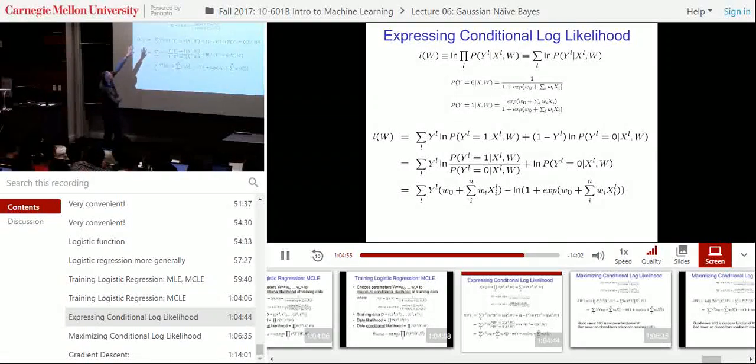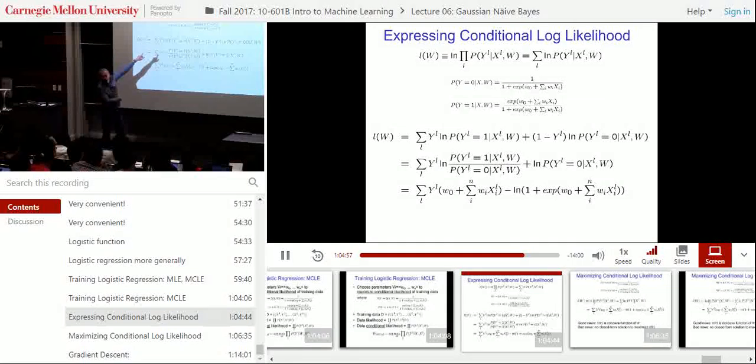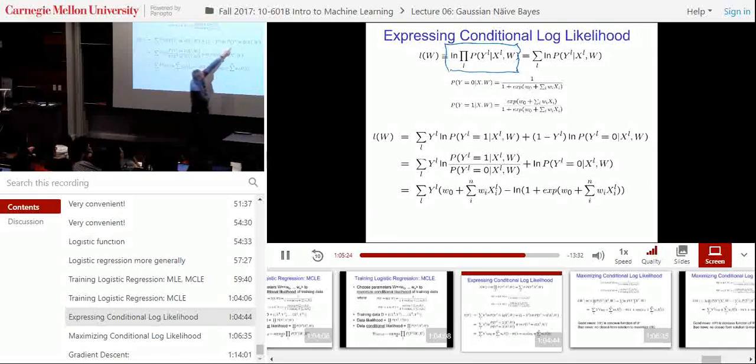If we ask, what is the log of that conditional likelihood? As before, it's going to be convenient to work with logs, just because it makes the arithmetic easy. But if we take the log of our conditional likelihood, now we have the log of the product over all of our L training examples of the probability of y given x. Then that turns into this form.